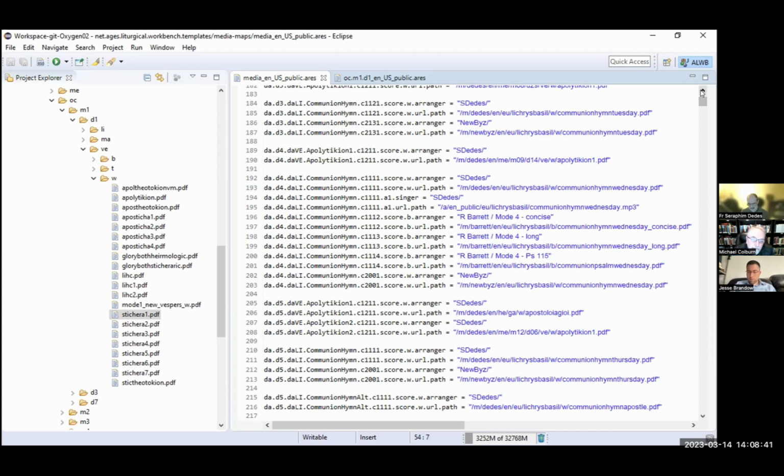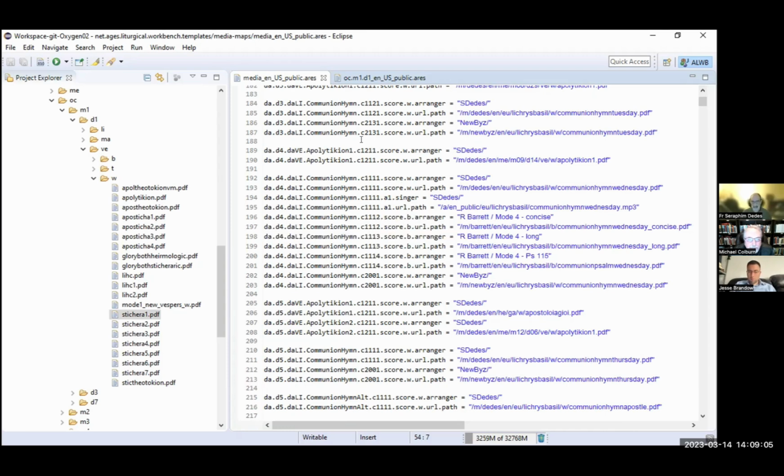So with your numbering scheme, since there's only one digit for the composition number, that would limit it to 5 in the drop down. Is that right? 9. I meant 9. I said 5 and I meant 9. Yeah.